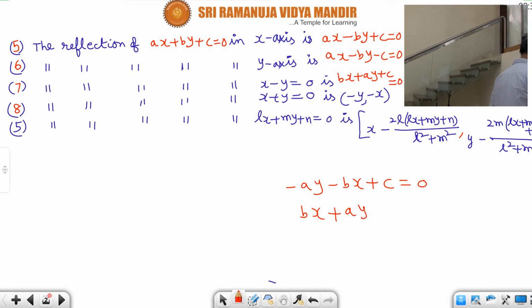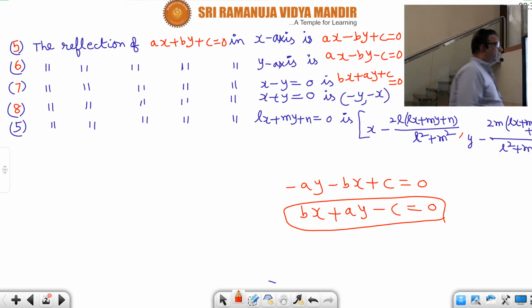Bx plus ay minus c is equal to 0. Our convention is to keep all of them on the left side, right side 0. That is our convention. In the textbooks or in your exam, whatever you like. In my class, you tell the equation of the line like this only. Always. So bx plus ay minus c is equal to 0.